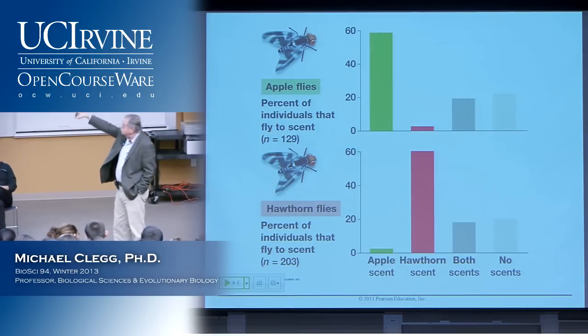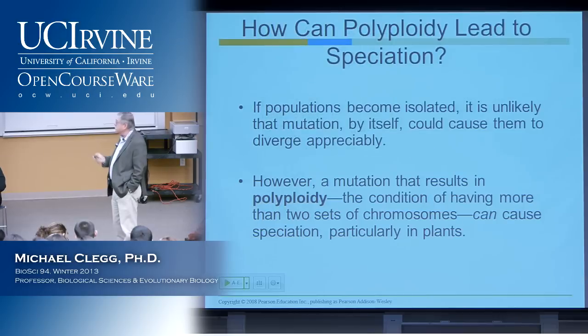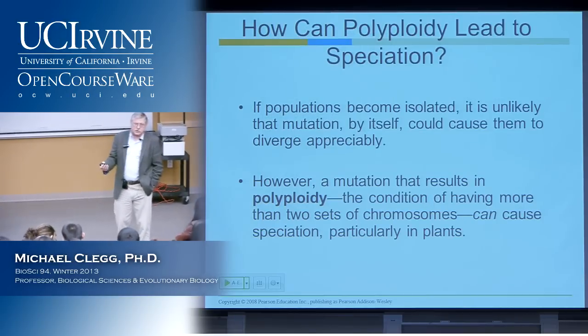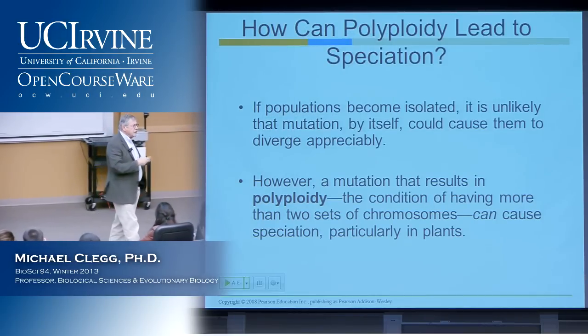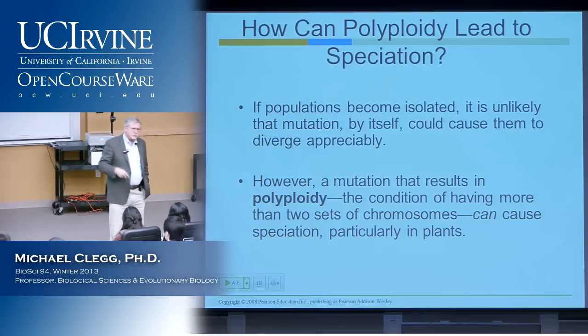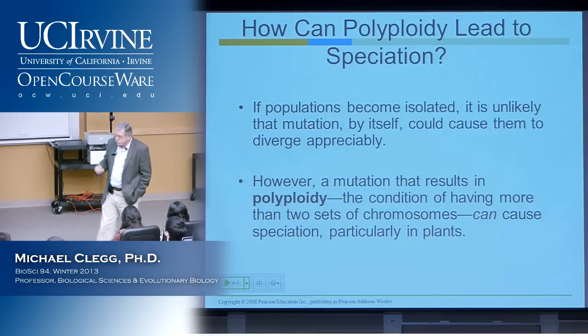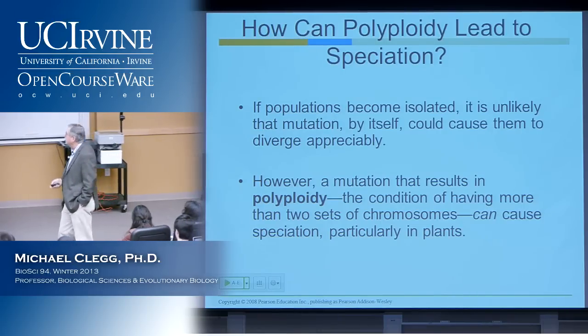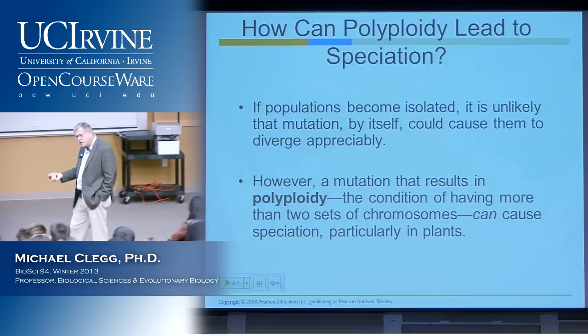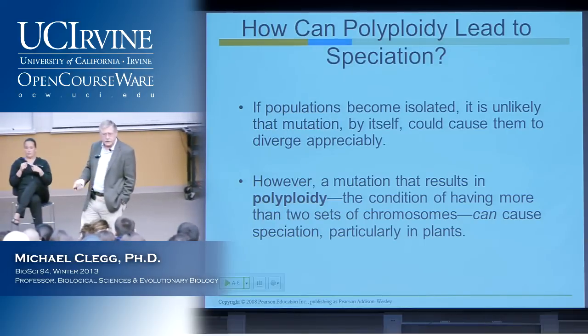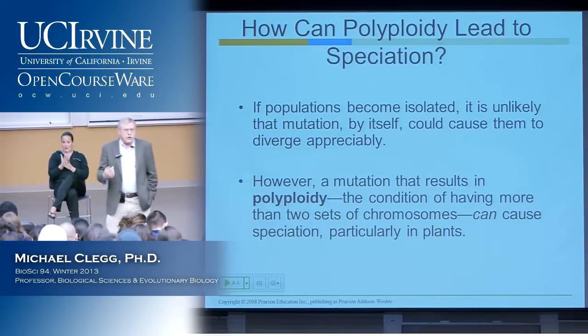So this is one example of the possibility for sympatric speciation, but generally speaking, the geographic model of speciation is what probably happens most of the time. There is one exception, which is quite important in plants, and that's called polyploidy.